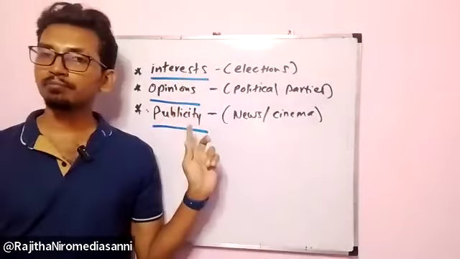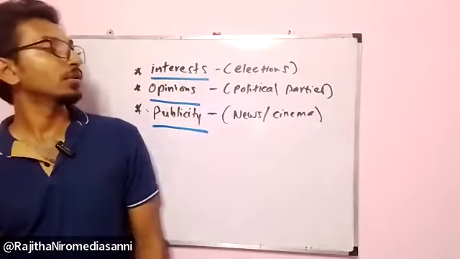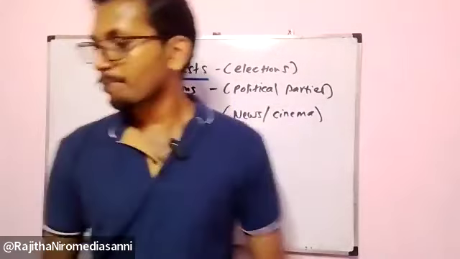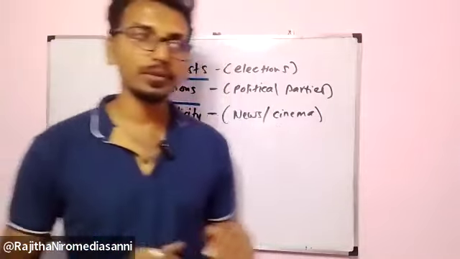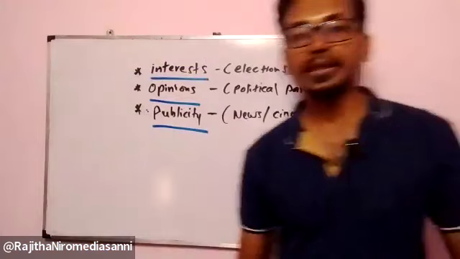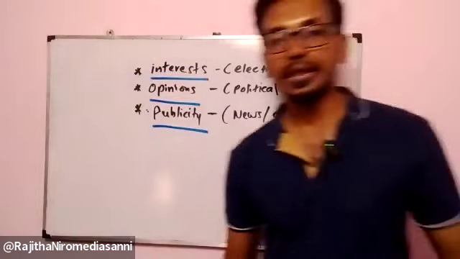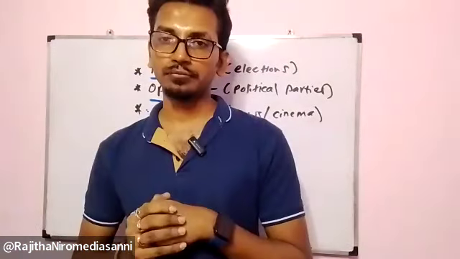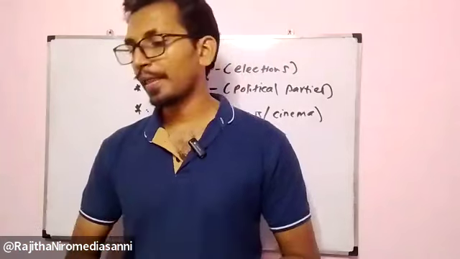Interest, opinions, and publicity. Election, political parties, and news cinemas. Right. Now, these seven natures are the main natures of the communication. Natures means the background of the communication, the surrounding of the communication. Okay, that's the point.